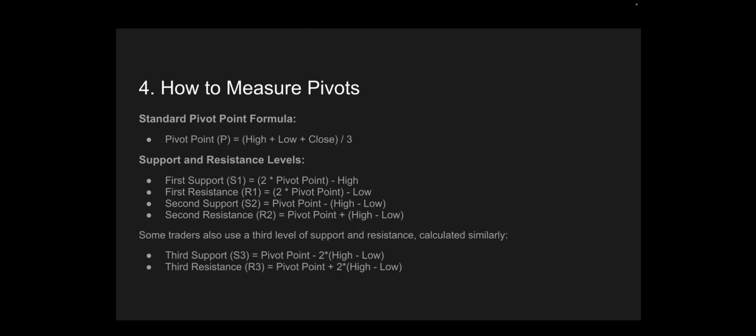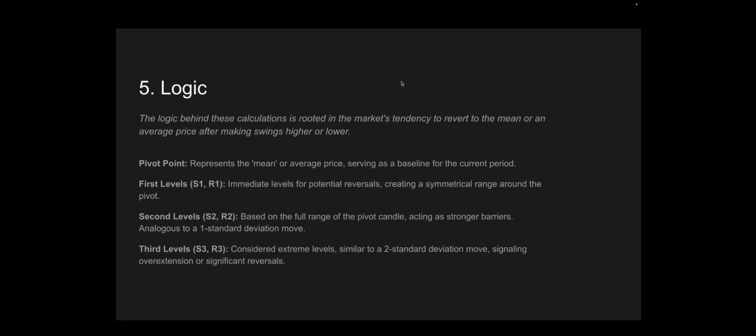And then you can also go to S3 and R3 if you want, which is the pivot point minus 2 times the high and low, and pivot point plus 2 times the high minus low. Right, I'll gloss over those. It's probably confusing, right? But it's actually very simple. I'll gloss over that purposefully because you don't need to get bogged down in the numbers. Let's talk about the logic instead. Instead of all these calculations, let's look at the logic behind it.